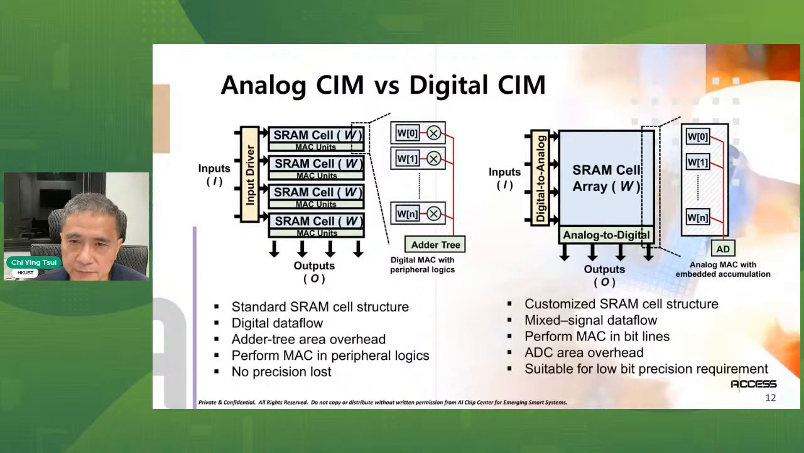Most of the time, if we design this CIM for training purposes, you need high precision, so digital CIM may be more suitable. But for energy-efficient AI inference that does not need very high precision, maybe 8-bit, analog CIM becomes more suitable. So in this work, we are mainly looking at the analog CIM design.